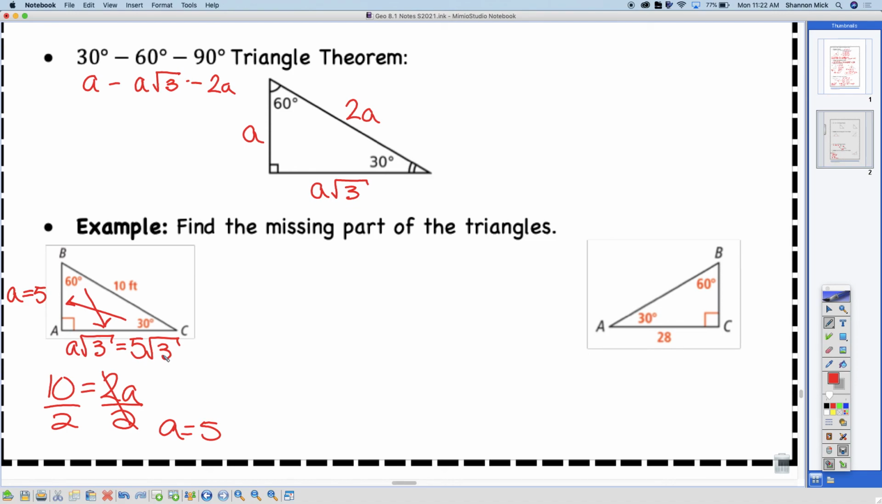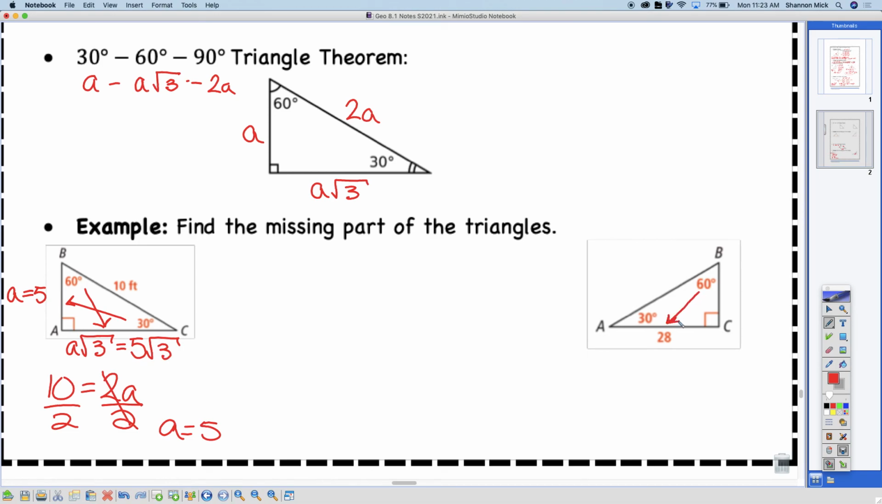So whatever part of the right triangle they give me, I set it equal to its ratio to find out what A is. Once I find out what A is, I'm good to go, right? So you're hoping every single time they give you the leg across from 30 degrees, because that's just A. Guess what they're not going to do every single time? Give you A.